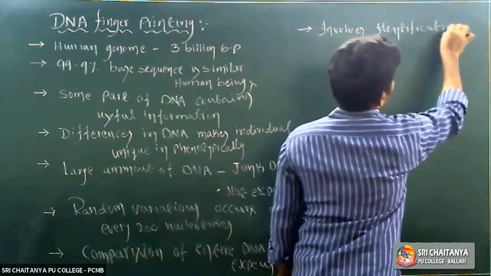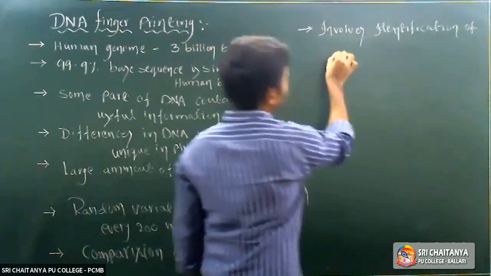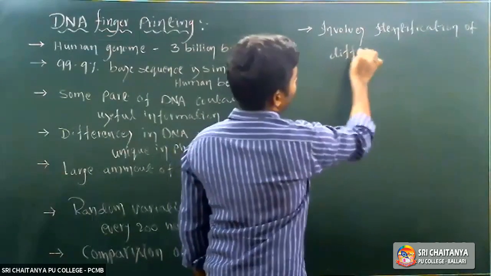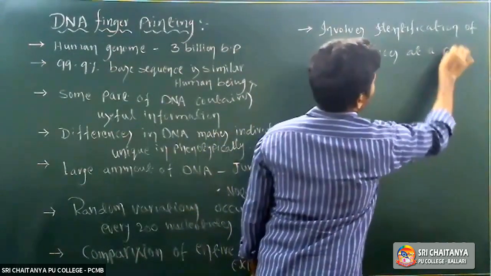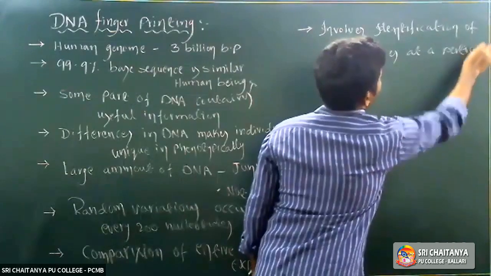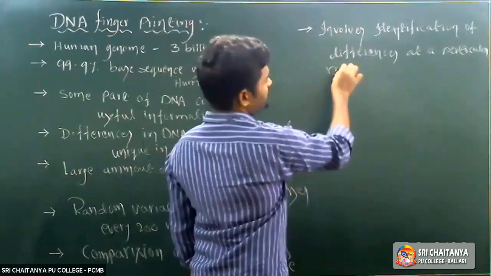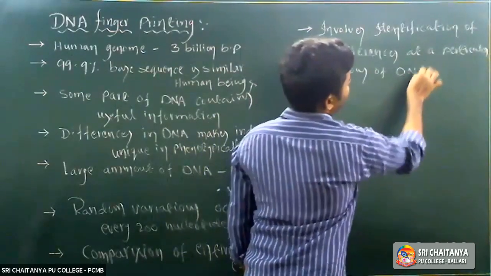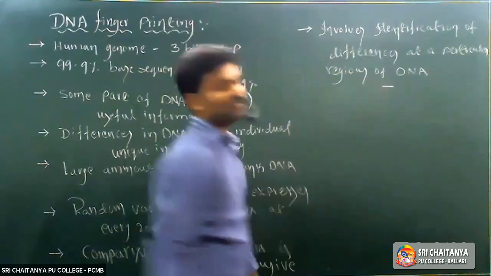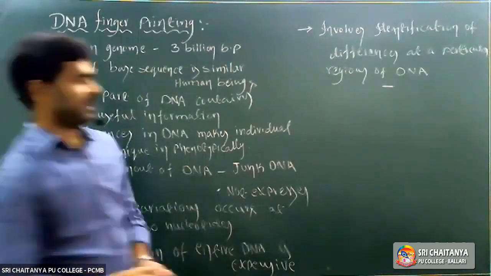Identification of differences at particular regions of DNA. So we call those differences repeated DNA, right?